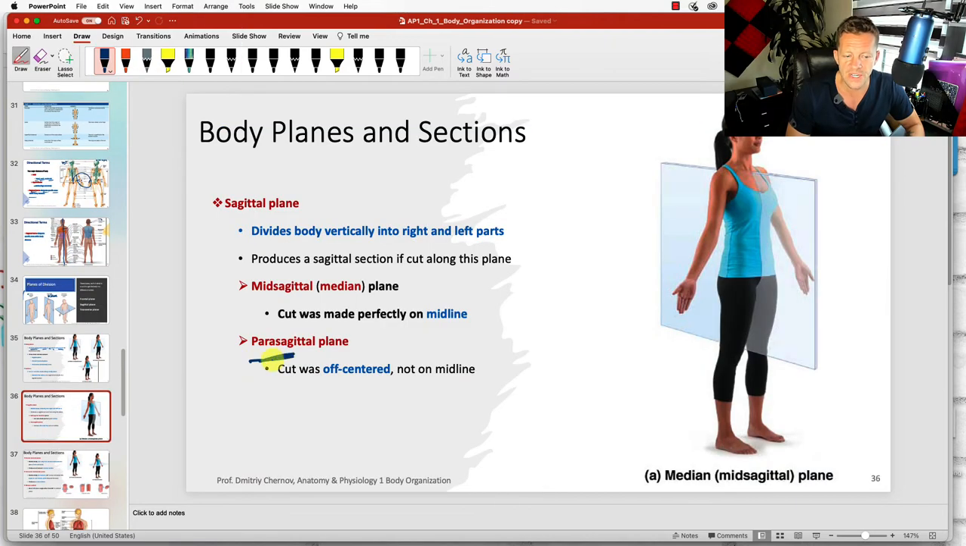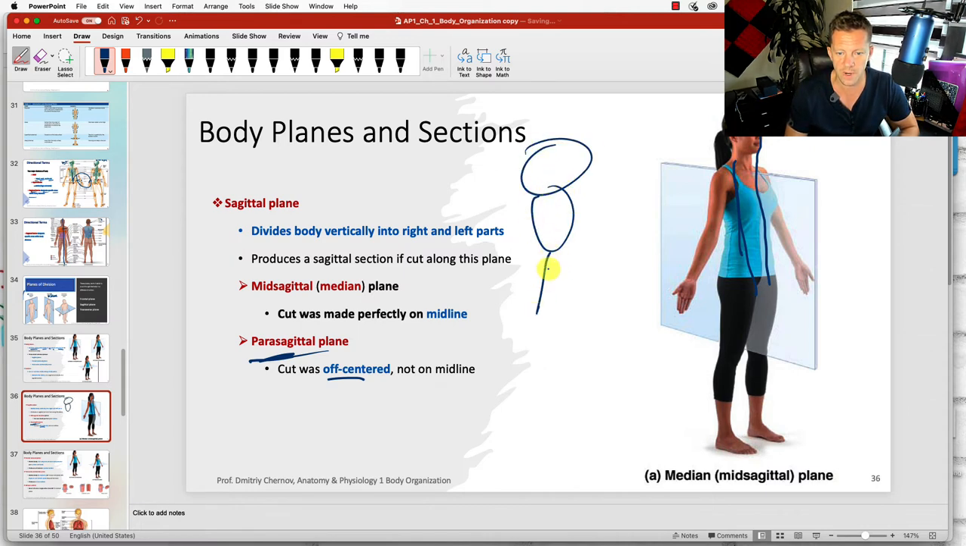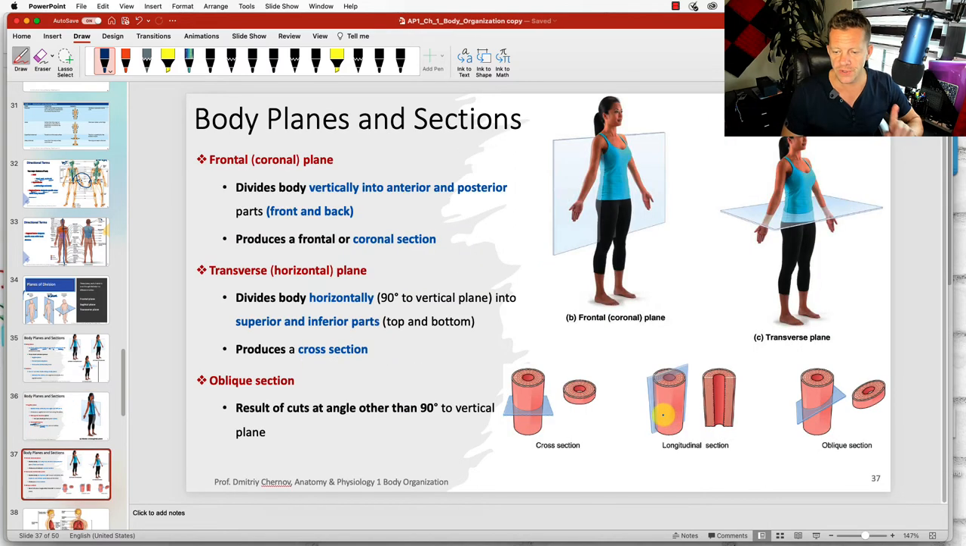So the parasagittal plane, it is when there is a cut off center. So when you're creating a sagittal line, but not exactly at the midline, but let's say you would go vertical right here, it would be mid sagittal. If this is the body part, right, and that's the front view, let's say. Instead of going this way, you're creating a cut like this, not directly in the midline. So that would be parasagittal.